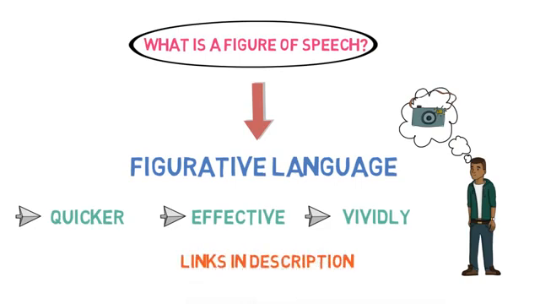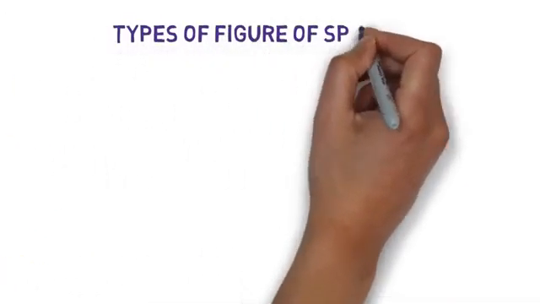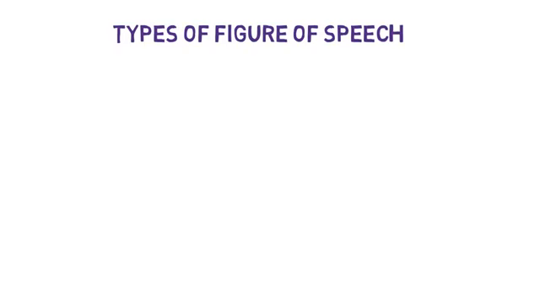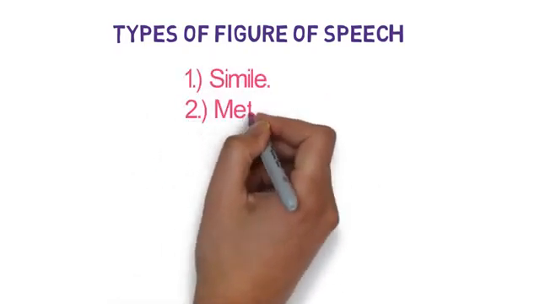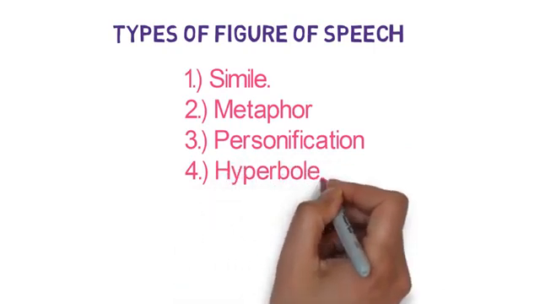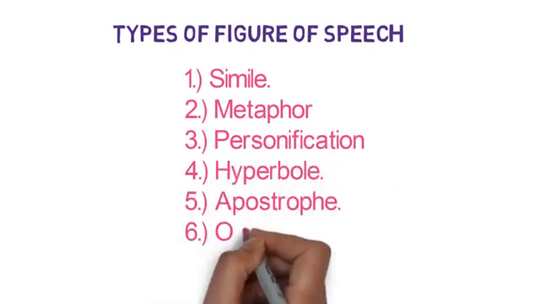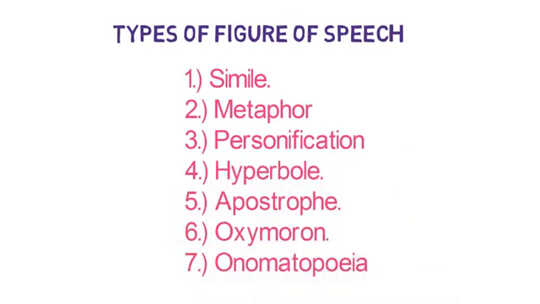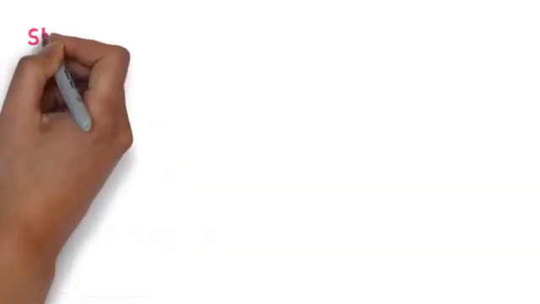In English, there are many figures of speech, out of which we are going to learn the 7 most commonly used. First, simile, second, metaphor, third, personification, fourth, hyperbole, fifth, apostrophe, sixth, oxymoron, and seventh, onomatopoeia. I will give you a trick to remember the names of these 7 figures of speech at the end of this video. So let's get started with the most common one, simile.